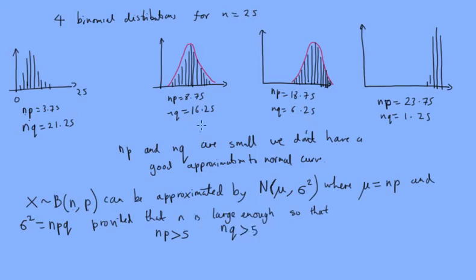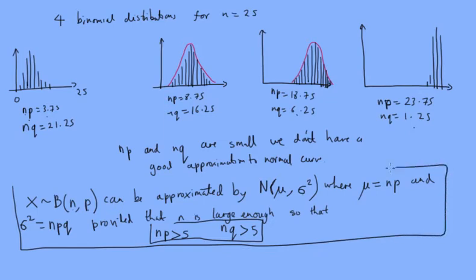And that's what we see here. These two middle examples, both np and nq are greater than 5, but here np is less than 5 and nq is less than 5, and so we don't get the normal distribution. So this is a really important rule, but it has to satisfy this condition here. Now, we need to bear in mind something else.